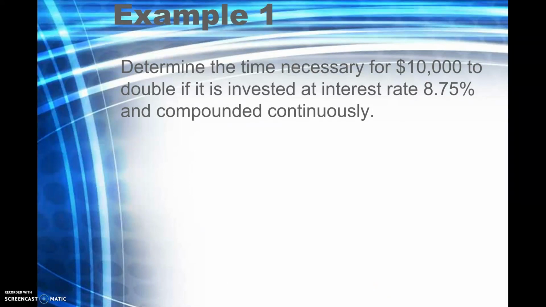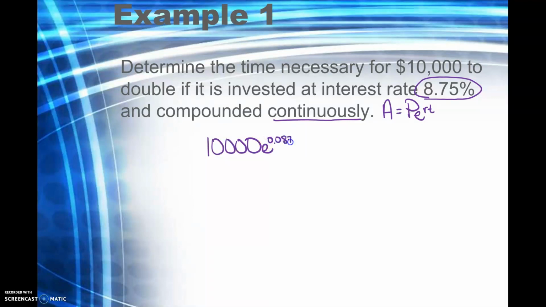Determine the time necessary for $10,000 to double if it's invested at an interest rate of 8.75% compounded continuously. If you see the word continuously, you know immediately that it is the PERT formula. So let's plug in what we know. We are starting with $10,000 times E raised to the rate. How do we do 8.75% as a decimal? 0.0875 and then t.